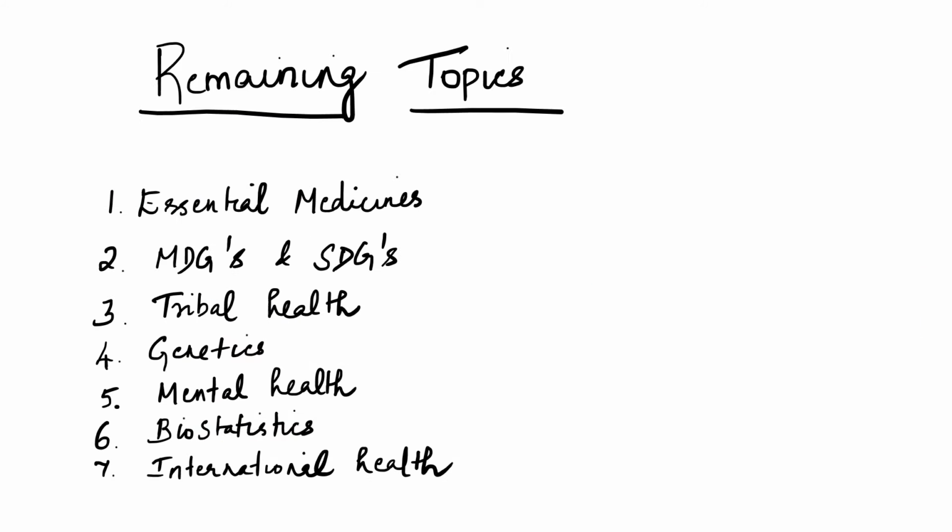You might be wondering that some of the topics were missing from the list which I have shown previously. Those are the remaining topics with comparatively lesser weightage like essential medicines, MDG, SDGs, tribal health, genetics, mental health, biostats, and international health. I would suggest you to go through these topics as quickly as possible and do not take more than a day for these topics altogether.